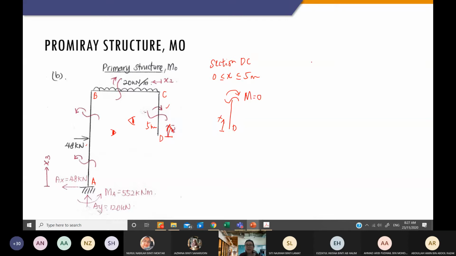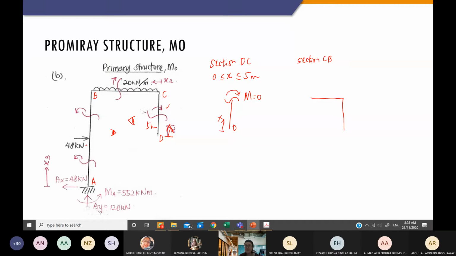Then I move to section CB. I'm considering the right section. For all the right sections, I need to draw it. So for example, I'm going to draw section CB here.